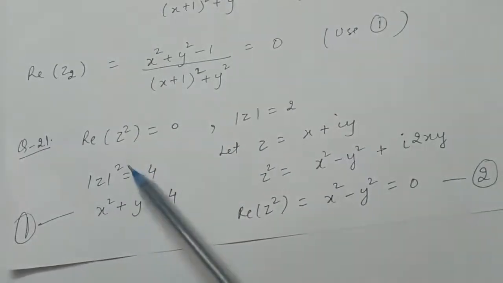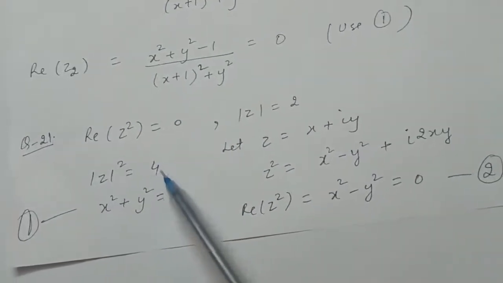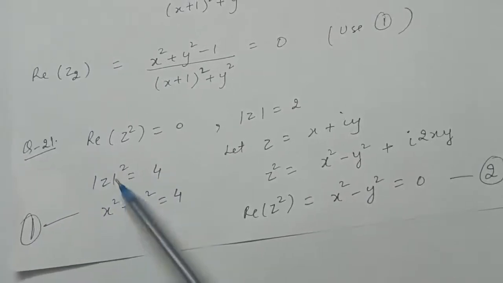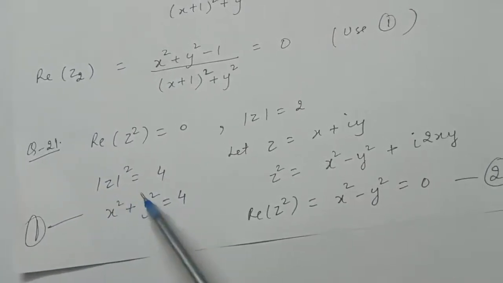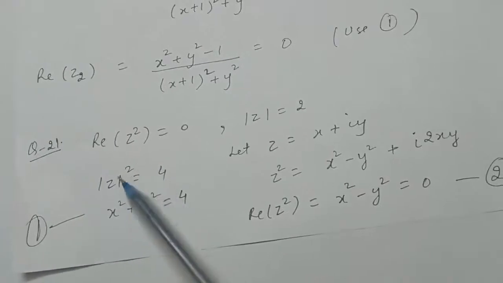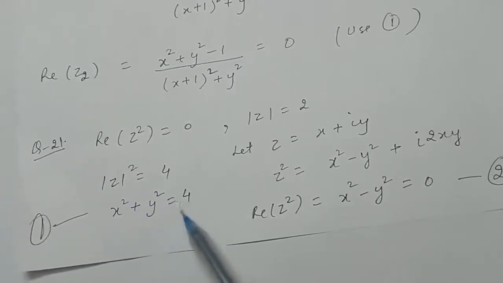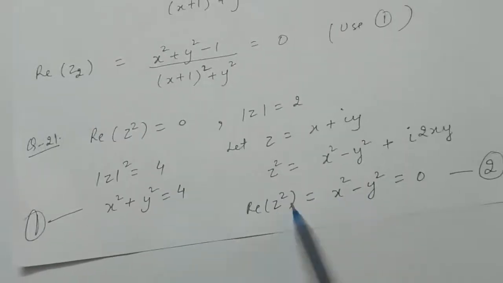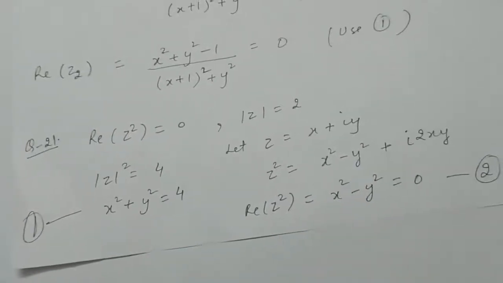So modulus of z square will be 4, and modulus of z square will be x square plus y square, because modulus of z is root of x square plus y square. So modulus of z square will be x square plus y square, which is equal to 4. Now these are two equations. Solve these to get the values of x and y.